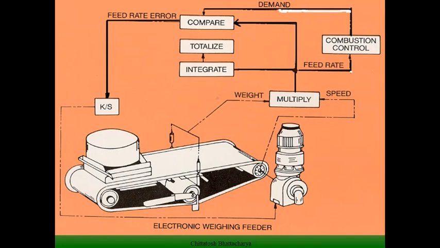And that is giving the demand, and that demand is compared with the feed rate, and the feed rate from all the coal feeders are integrated together through a totalizer, and from there a feed rate error signal is generated, and this error signal gives a signal to the RPM, the speed of the coal feeder for correction, and subsequently the speed is corrected.